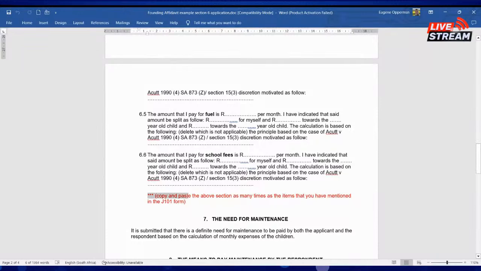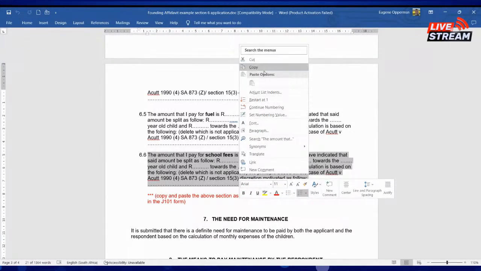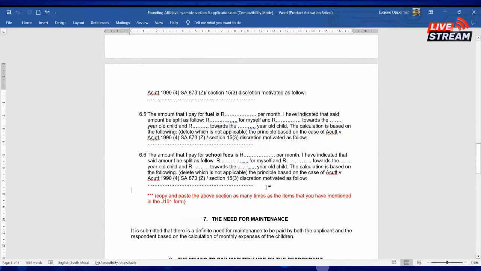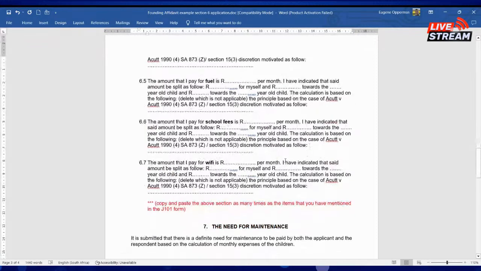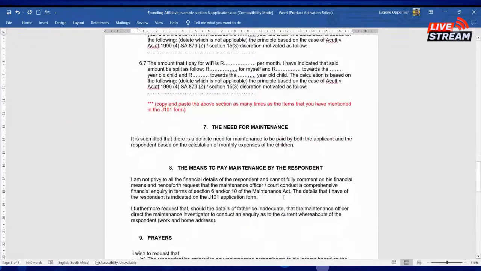Like I said, you can copy and paste these sections as many times as you wish. You can simply copy that and paste it there, and then you can say, all right, this is, for example, for Wi-Fi, and you pay that amount for Wi-Fi. Each and every one could be justified, so that you justify each and every expense with regards to that.